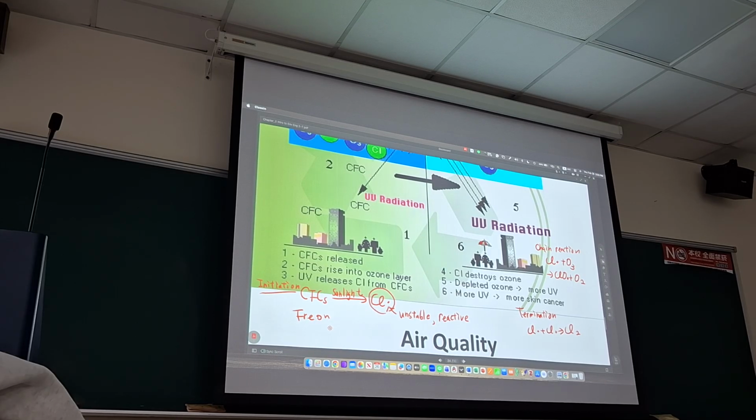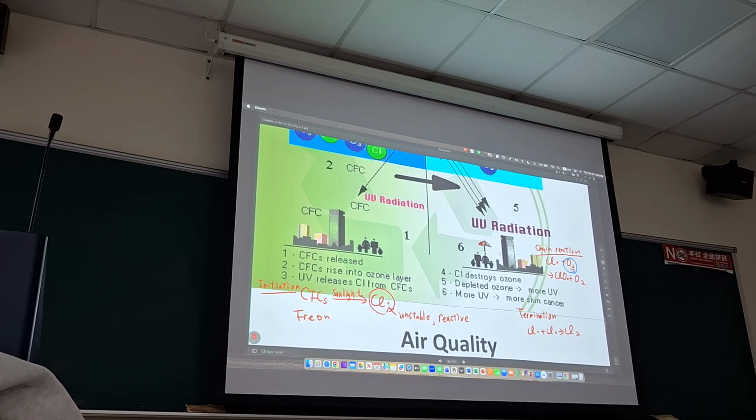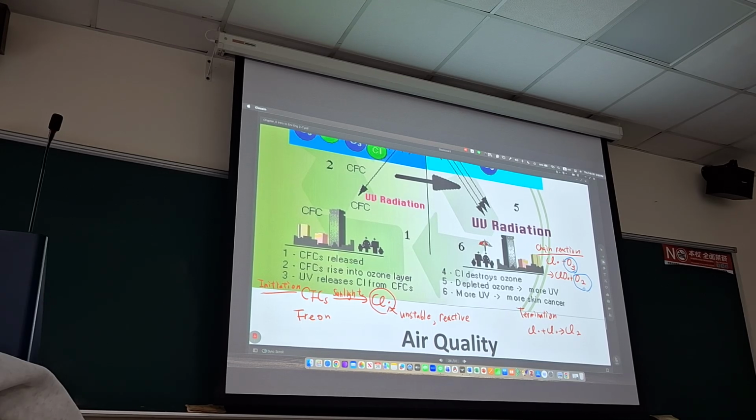And the next step is the so-called chain reaction. Chain reaction means it will continue and continue. The chlorine free radical will break down ozone and become oxygen, until the free radical encounters another free radical. So this is called the termination step.